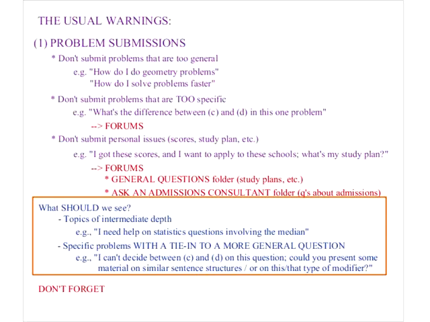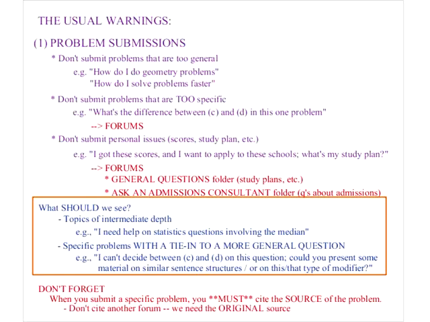Don't forget, when you submit a problem, you must cite the source of the problem. Okay, and this means you cannot cite another forum. We need the original source. We need who originally wrote the problem. And then also no OG problems. For other banned sources, there are a few other sources that are banned. For a list of those, check out the forums.